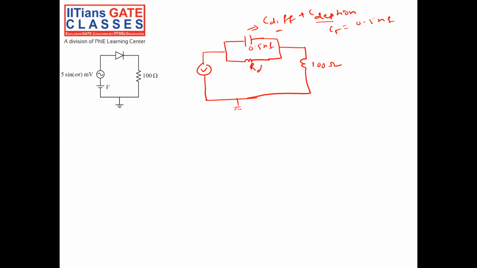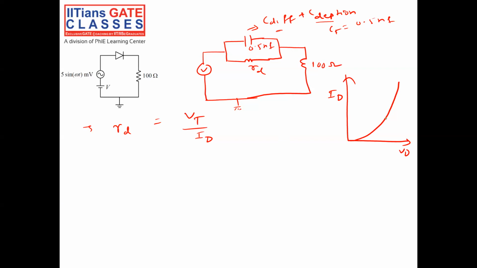What is R diode? R diode is equal to the thermal voltage divided by the DC current flowing through the diode. The small signal resistance depends upon the DC or quiescent current flowing through the diode before application of the AC voltage. Briefly, this is the diode current ID, this is VD. If you want the small signal current, suppose we are here. Let me change the color.